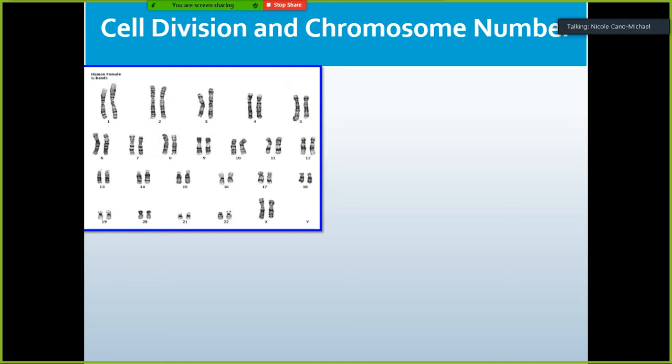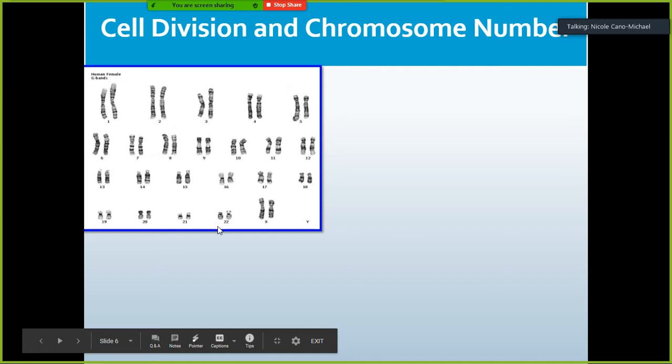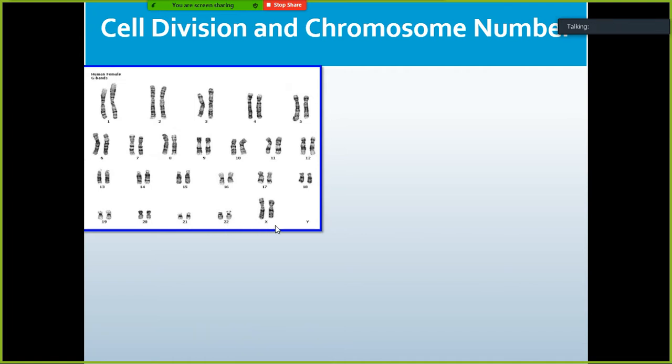This picture is what we call a karyotype. It is literally a picture of human DNA. Now, this human happens to be a female, and the reason I know that is because if I look right here, past chromosome set number 22, I see 2 chromosomes in the X position. For females, we will always have 2 X's. If it is a male, we will have an X and a Y chromosome.